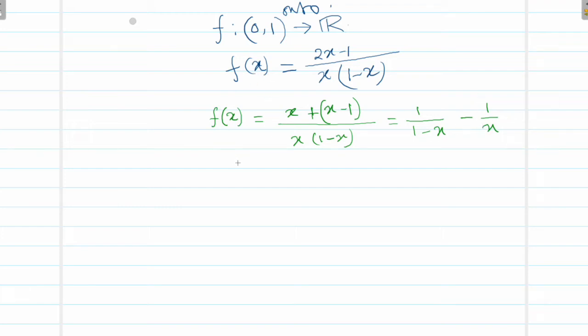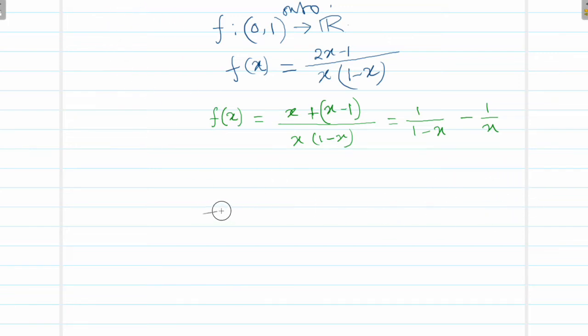So you have to prove that this function is onto. How to prove this? As we said earlier, we will not set this to y and then solve for x in terms of y. That is a method, but that method doesn't work here.